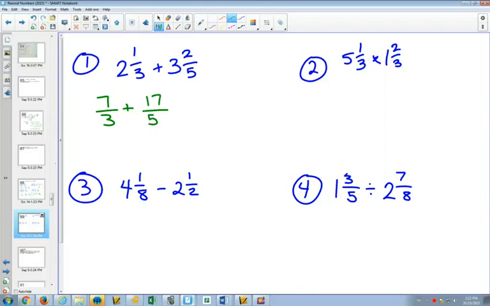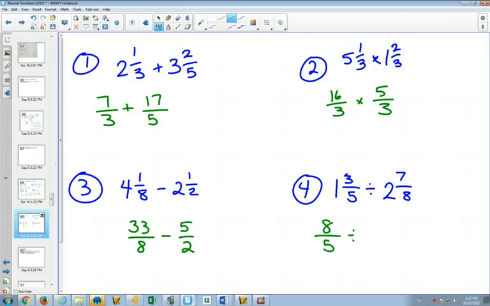Let's do that for all of them. 3 times 5 is 15 plus 1 is 16. And 1 times 3 is 3 plus 2 is 5. Let's change this one. 4 times 8 is 32 plus 1 will be 33 over 8. 2 times 2 is 4 plus 1 will be 5 over 2. And finally 1 times 5 plus 3 will be 8 over 5. 2 times 8 is 16 plus 7, 23 over 8. So there are all of our improper fractions.